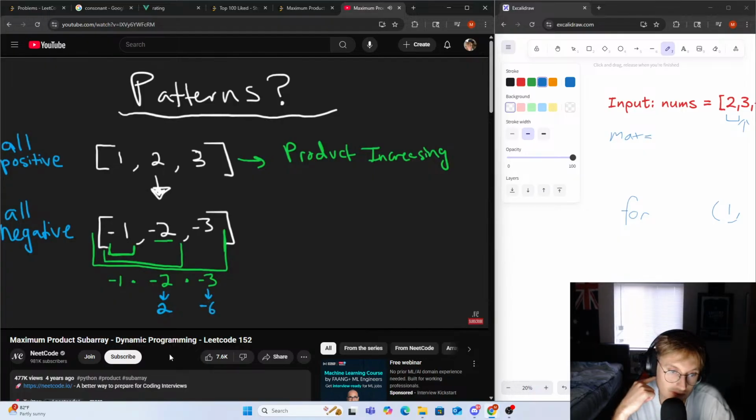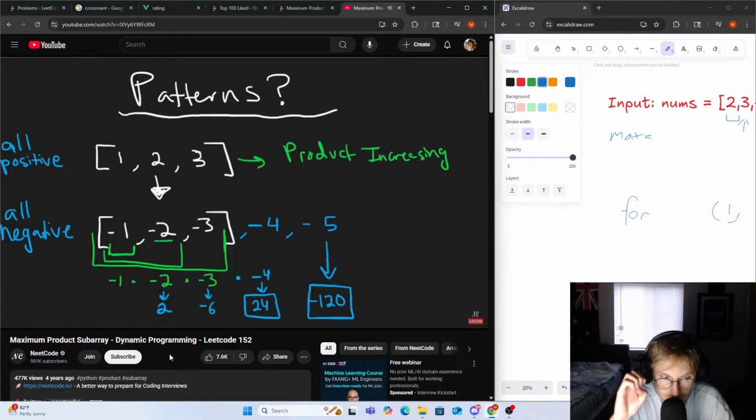And what's going to happen if we had another element over here? What if we had a -4? Then we multiply by -4, and now we see that our product is going to be 24. So you see that when you have negatives consecutively, the sign is alternating. So when you want the maximum, it makes it kind of tricky to have negatives.